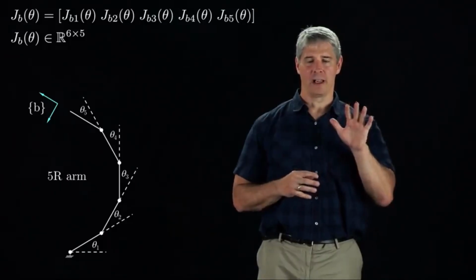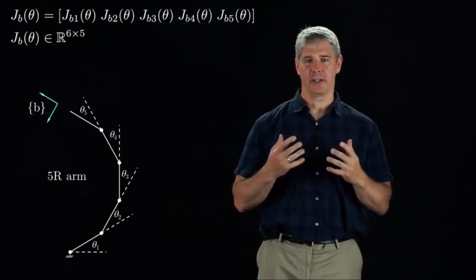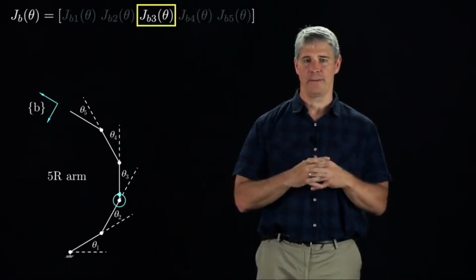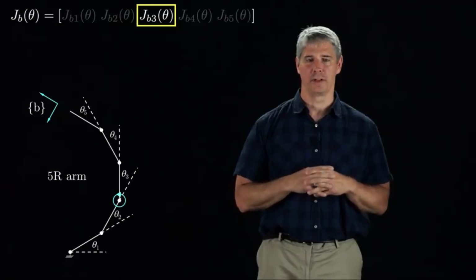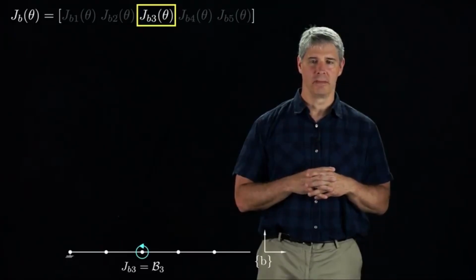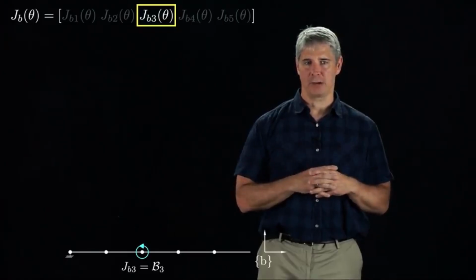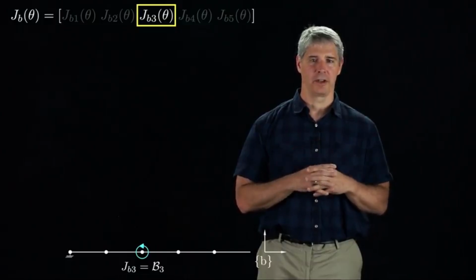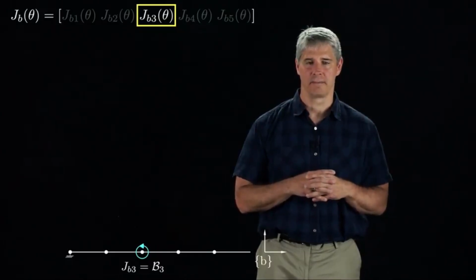JB has 5 columns, 1 for each joint, and in this video we will focus on JB3, the third column, corresponding to the end-effector twist when joint 3 moves with unit velocity. First, we set all joint angles equal to 0. At this configuration, JB3 is just B3, the screw axis of joint 3 expressed in the B frame when the arm is at its 0 configuration.